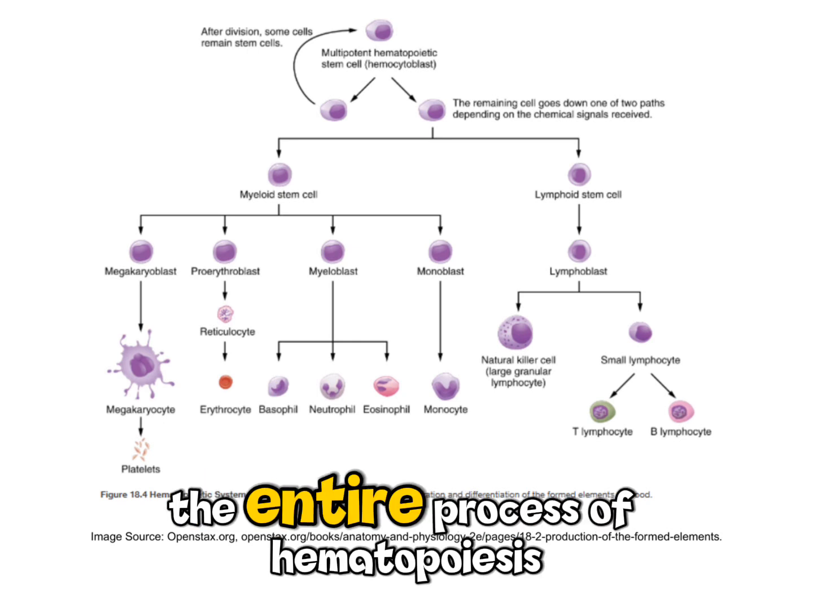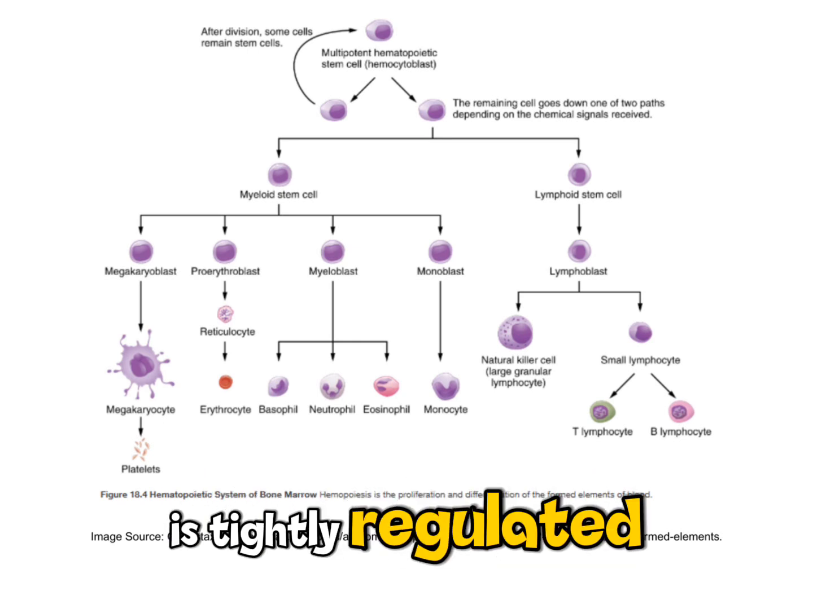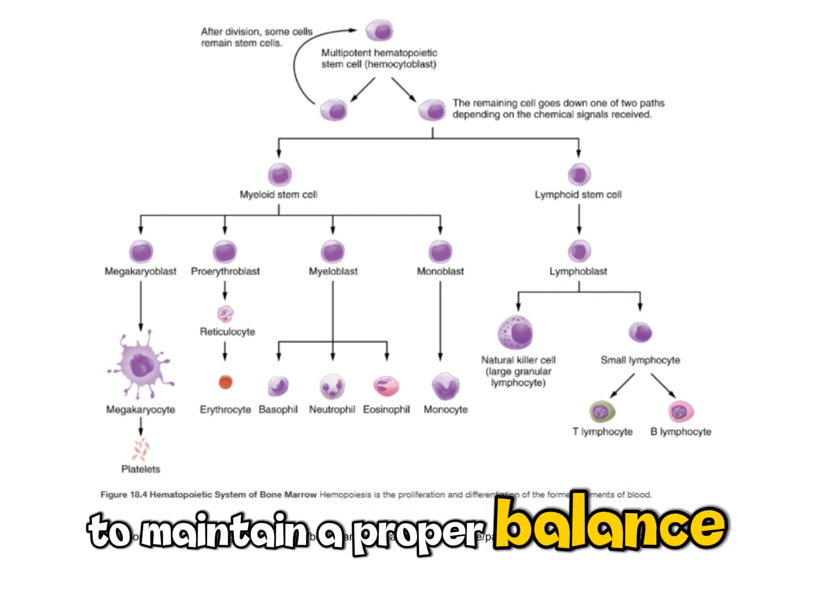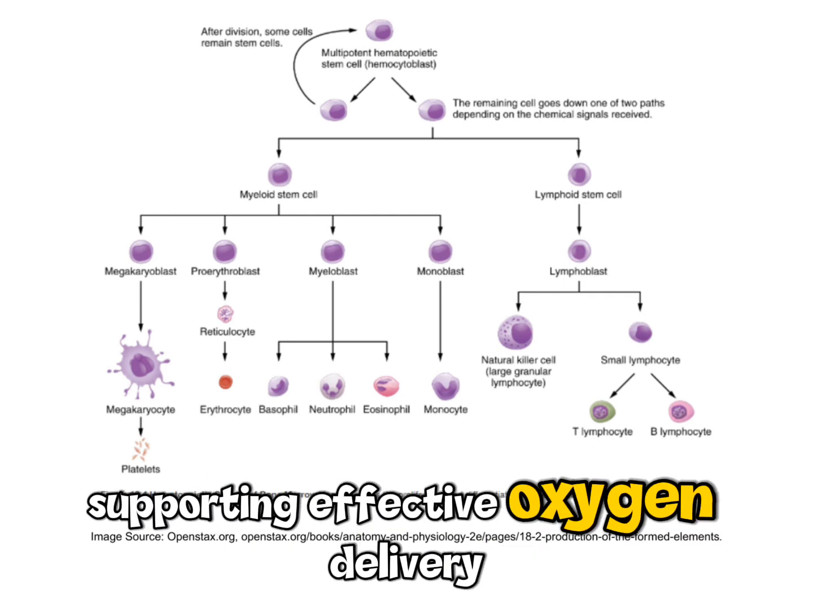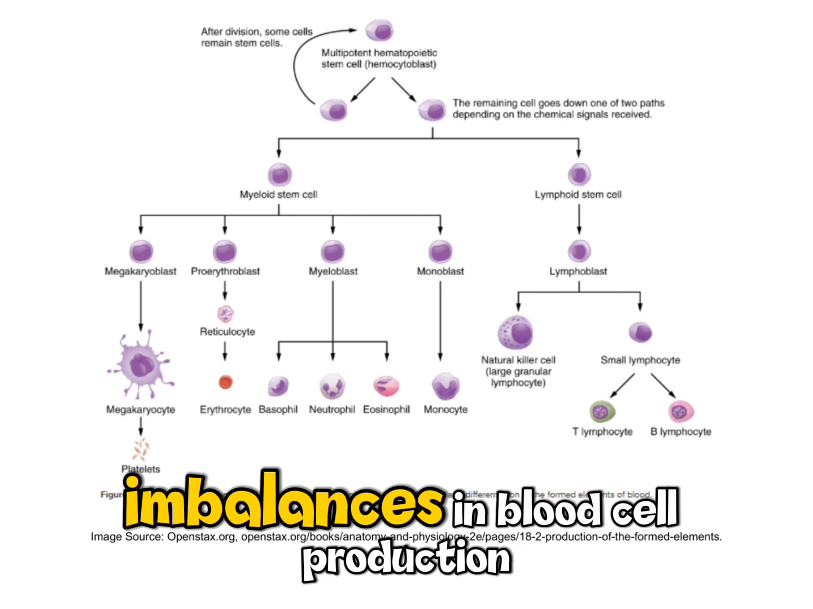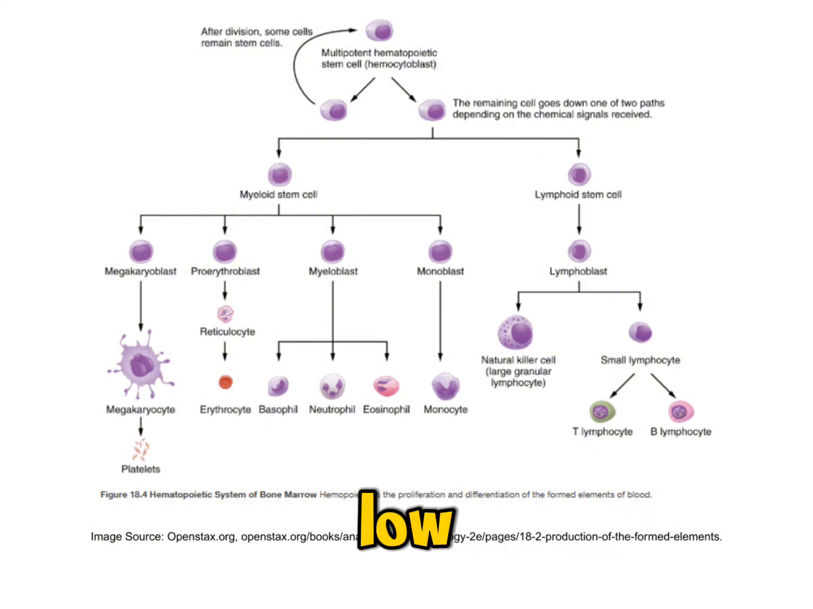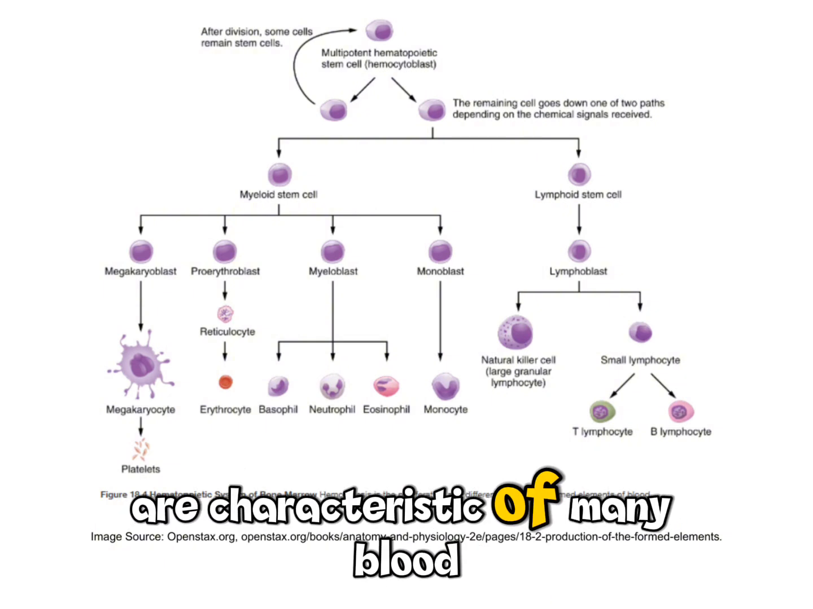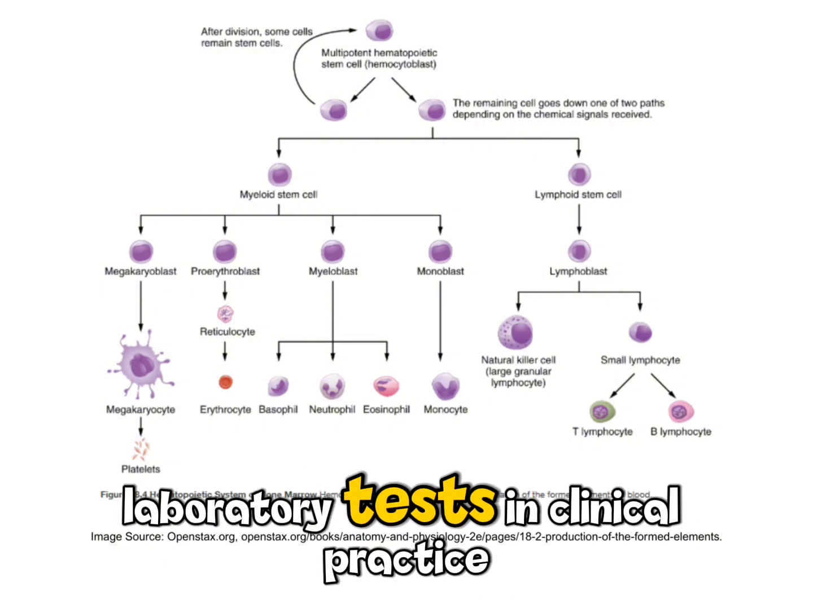The entire process of hematopoiesis is tightly regulated to maintain a proper balance of each type of blood cell, supporting effective oxygen delivery, immune defense, and blood clotting. Imbalances in blood cell production, whether too high or too low, are characteristic of many blood diseases and are commonly assessed with laboratory tests in clinical practice.